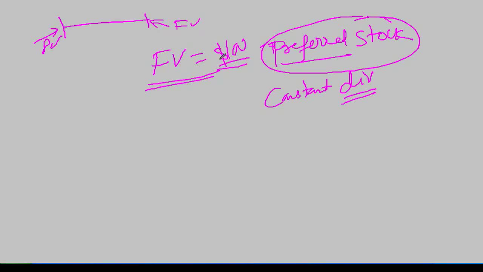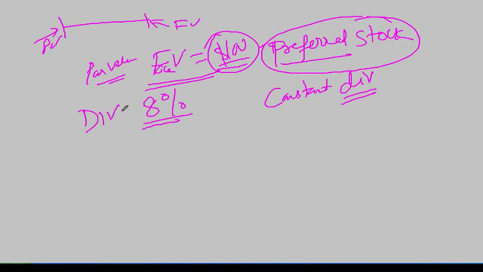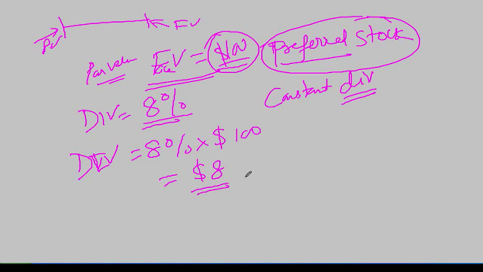So preferred stock have face value, which is also called par value. So face value of preferred stock is $100. Let's say it gives a coupon or a dividend of 8%. So how much is the dividend in dollars we get? It will be 8% of $100, which is $8.